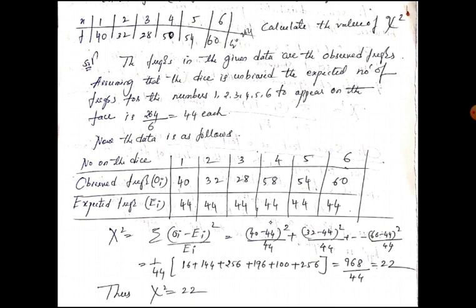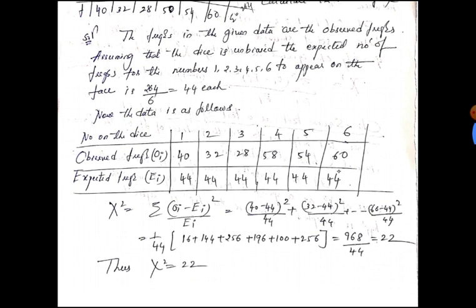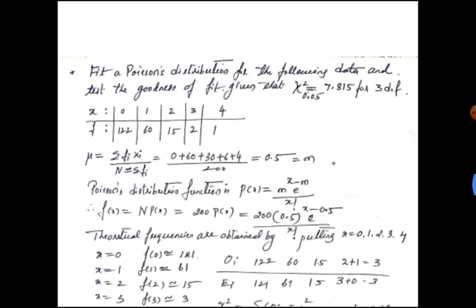On simplifying this, you are going to get 22. So chi-square calculated is 22 and the theoretical value is 44. So the question was just to calculate chi-square, and you are ready with this chi-square value of 22. Now let us move on to the next example.